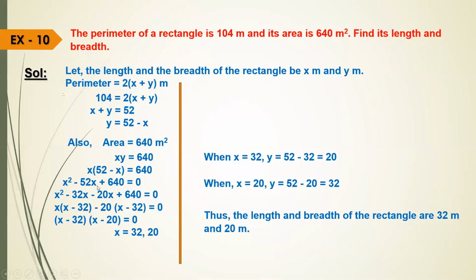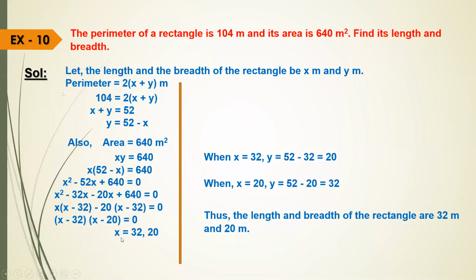X square minus 52x plus 640 equal to 0. Solve it by splitting the middle term. Till now you have learned well how to split the middle term and calculate the two values of x. Here, two brackets after taking common, we have x minus 32 and x minus 20 equal to 0. X equal to 32 and x equal to 20. In this question, as both the values are positive, both the answers are accepted.